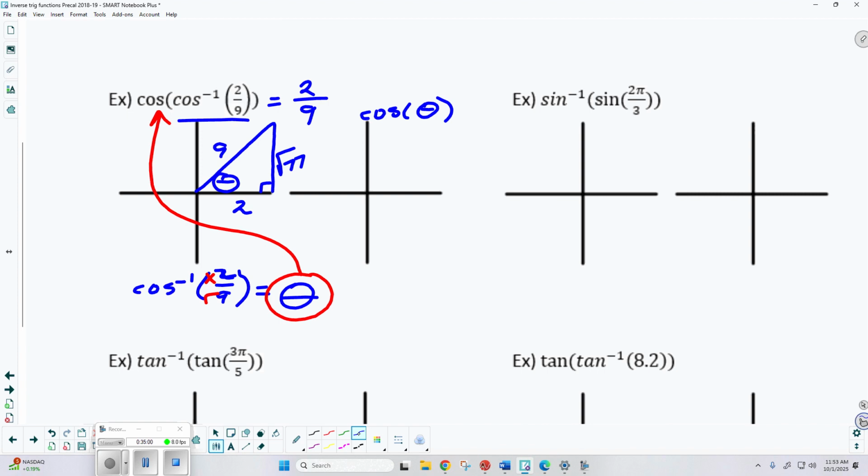Okay, well, being positive and acute, let's say it makes me this angle. Using that angle, I'm going to create a right triangle. If I don't know that value, what do we know about these triangles? They're the same. So 2, square root of 77, 9. And cosine wants the x divided by the r, so that is how we got 2/9.